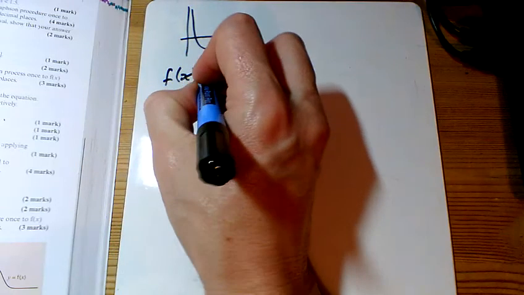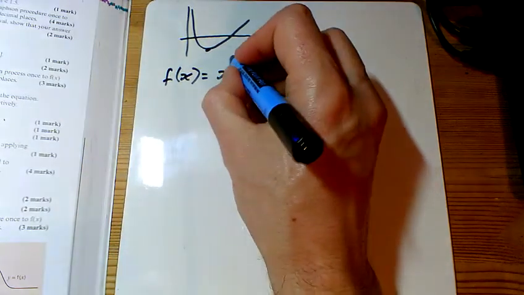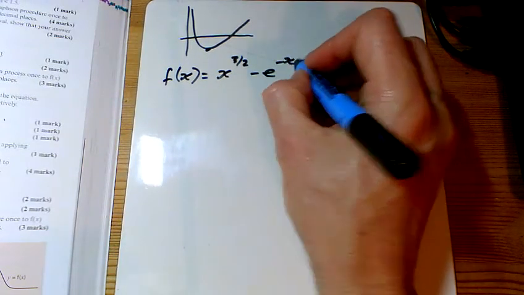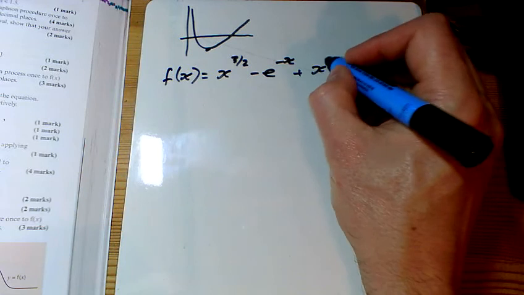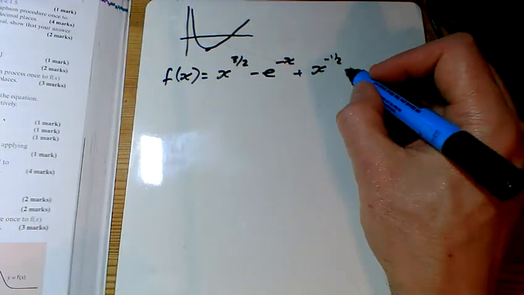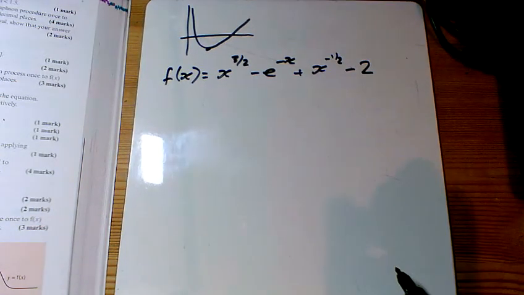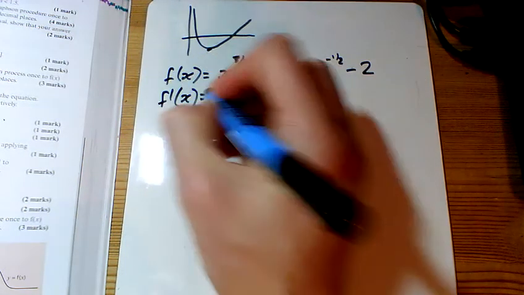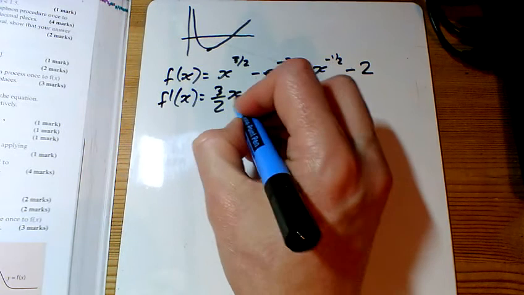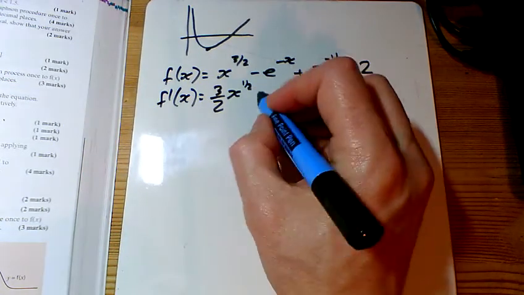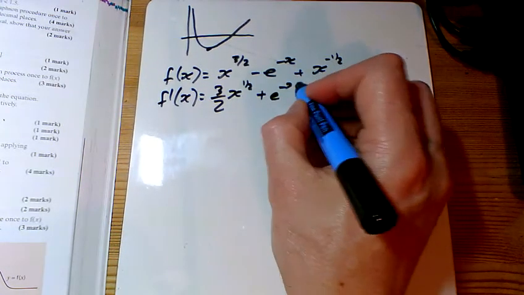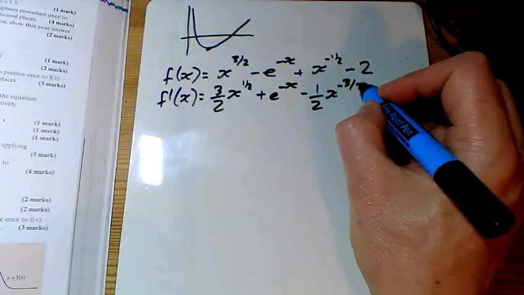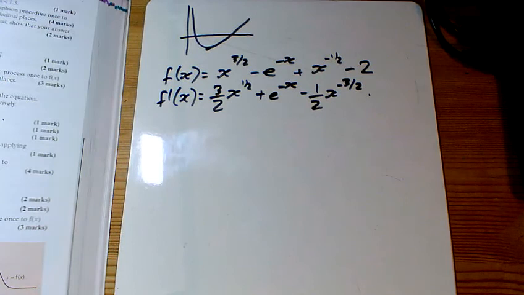Question 3. We've got f of x, quite a complicated thing. We've got x to the 3 over 2 minus e to the minus x plus x to the minus a half minus 2. And we're going to have to differentiate that, aren't we, to use the Newton-Raphson method. So 3 over 2 x to the half times by the minus 1 there. So I've got plus e to the minus x minus a half x to the minus 3 over 2. So there's the differentiation done.